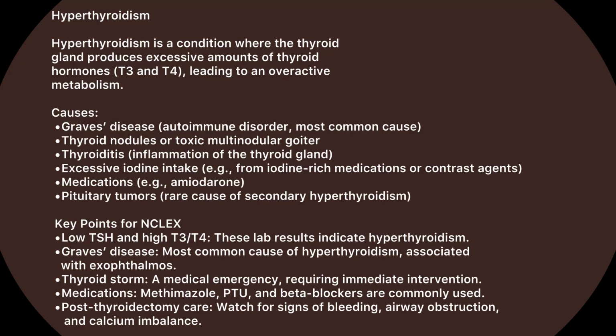Okay, now let's go on to another topic, that is hyperthyroidism. It's a condition where the thyroid gland produces an excessive amount of thyroid hormones T3 and T4, leading to overactive metabolism. It's just the opposite of hypothyroidism, must remember. Autoimmune disorders like Graves' disease are the most common cause of hyperthyroidism. Thyroid nodules or toxic multinodular goiter, thyroiditis, excessive iodine intake, medications like amiodarone, and pituitary tumors can lead to hyperthyroidism.